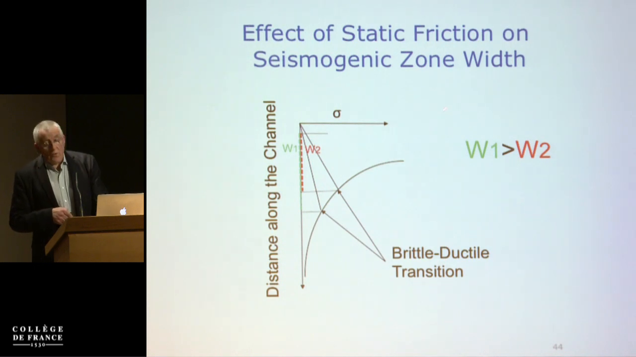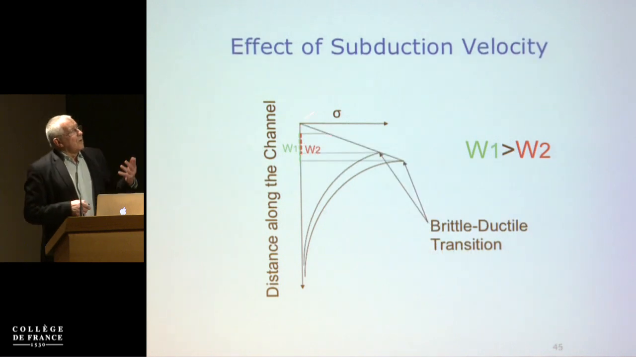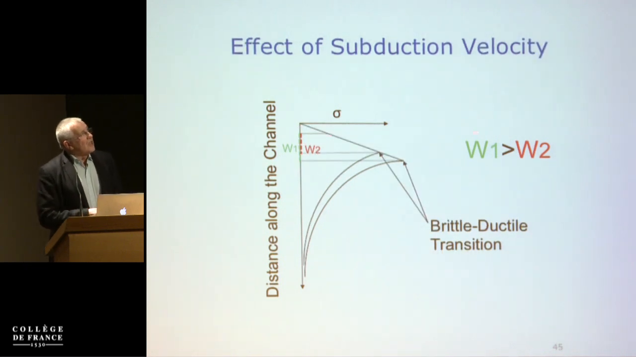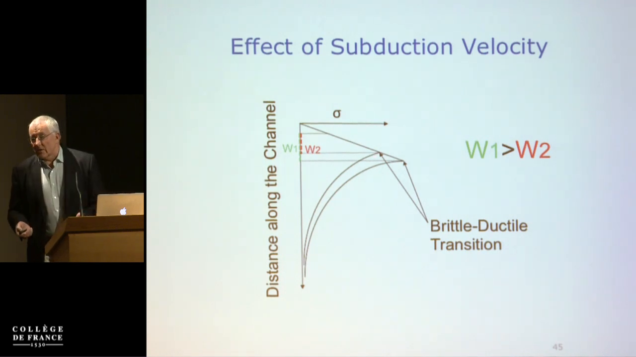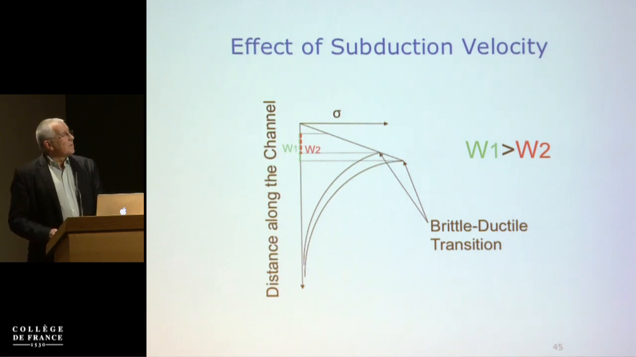This is how the friction coefficient affects the width of the seismogenic zone. By moving deeper, the brittle-ductile transition goes deeper if your friction coefficient becomes lower. So that's why you increase the width of subduction zones. And also velocity changes a little bit by changing temperature in the subduction interface. Lower velocity, higher temperature of the subduction interface.